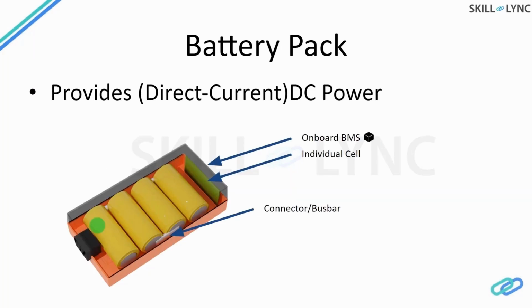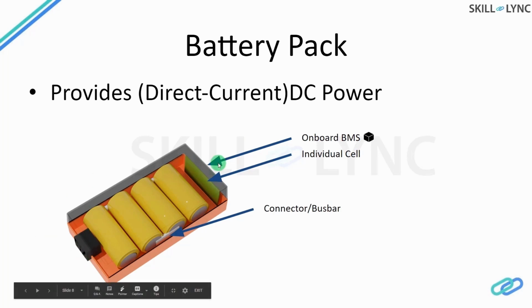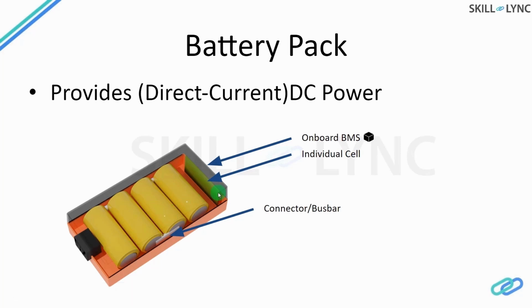So now let's take a look at a battery pack. So essentially, battery packs provide direct current, right? Or also called DC power. Now here we have a simple made up battery pack which contains 4 cells. Now these cells are connected via bus bars, and you generally have an onboard BMS. BMS stands for battery management system. It is quite different from a BTMS, which stands for battery thermal management system.